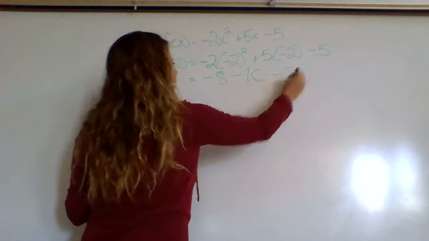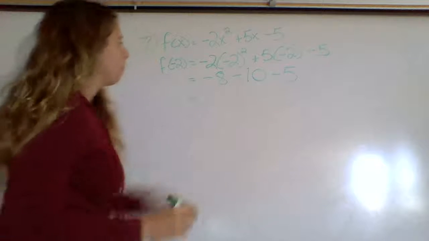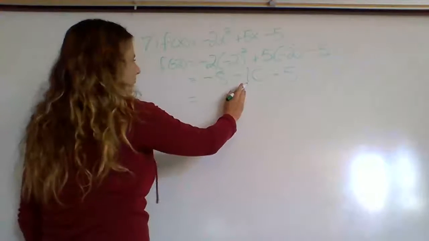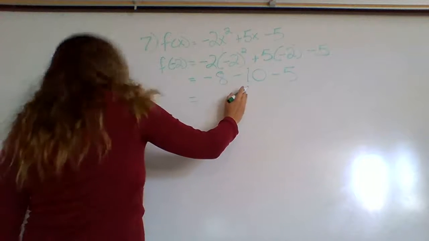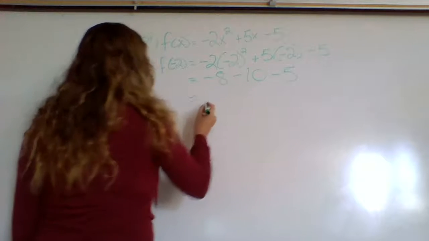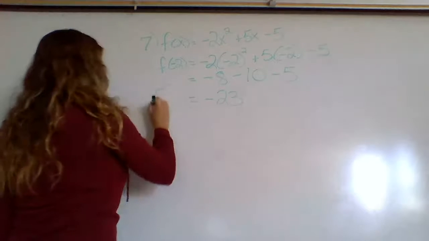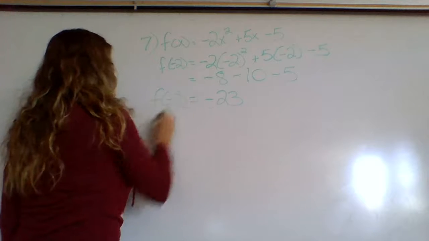And minus 5. Combine all these together. Negative 8 minus 10 more is negative 18. Minus 5 more is, so f of negative 2 equals negative 23.